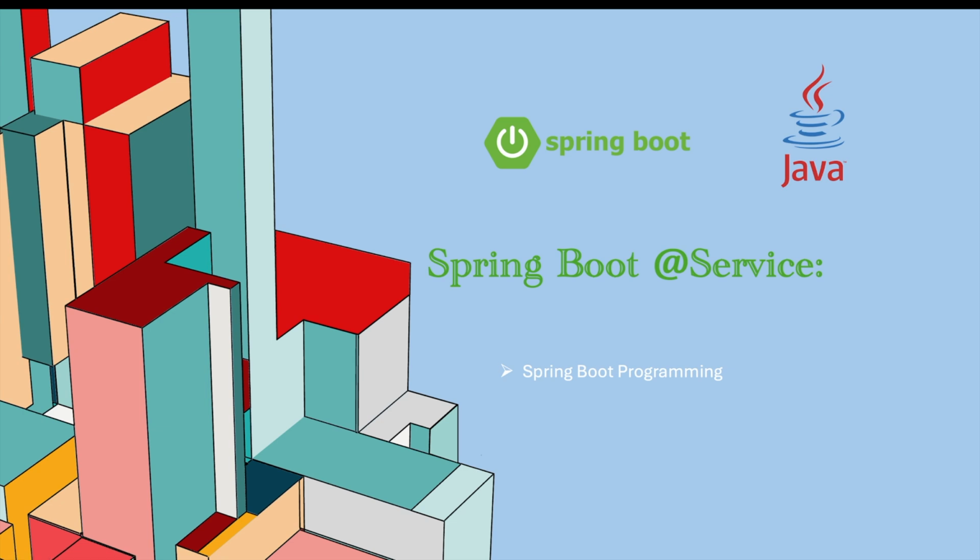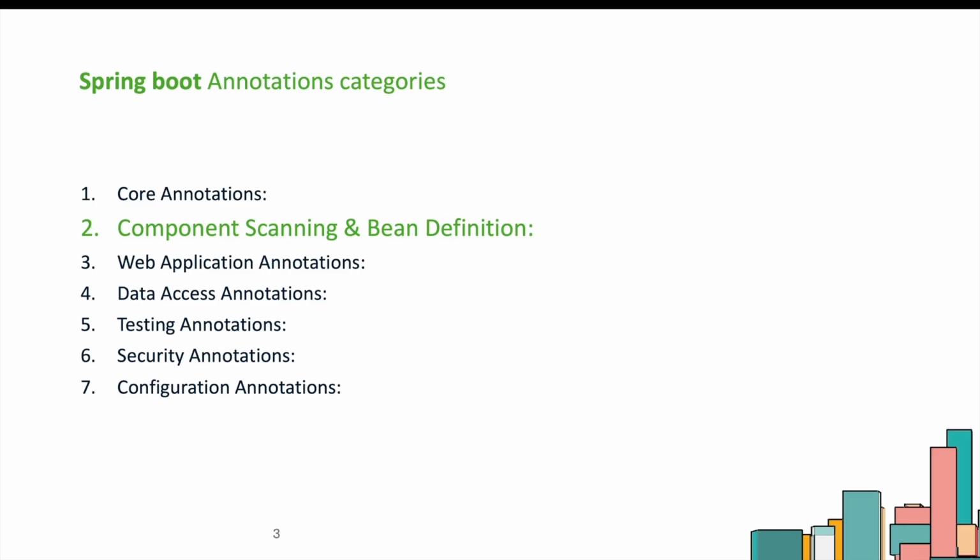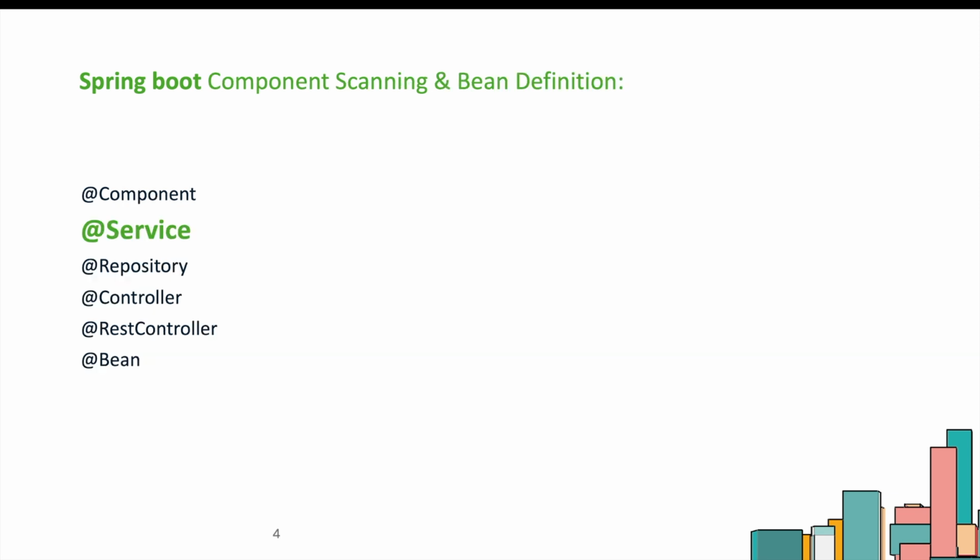Today, we are going to explore the @Service annotation. So, we have a few categories for these annotations. We are going to deal with the component scanning, bean definition category today. And in that category, we have the @Service annotation. We have a few more annotations in this category.